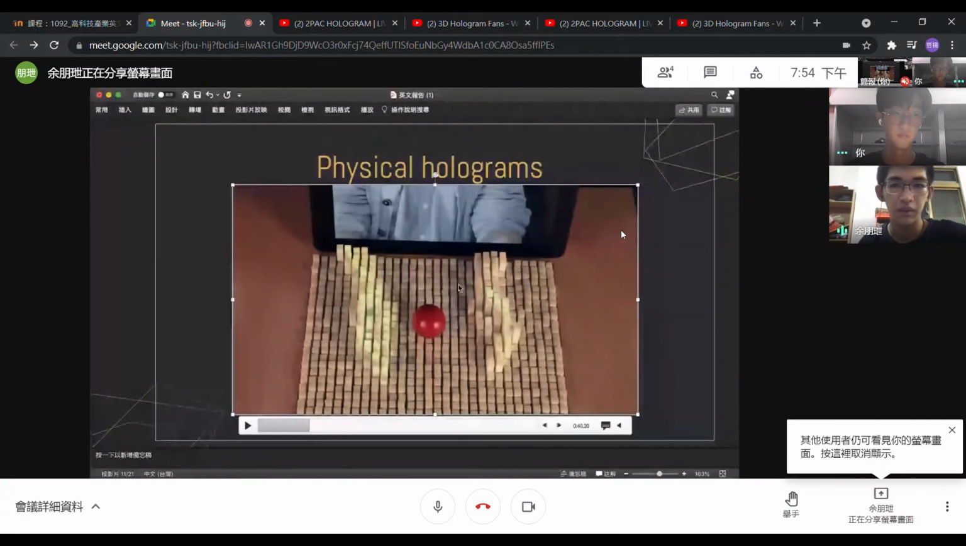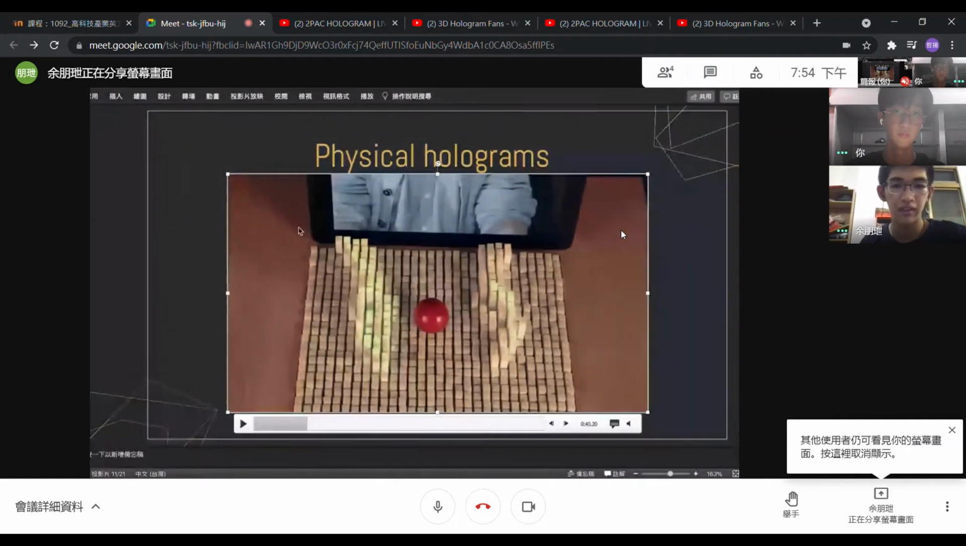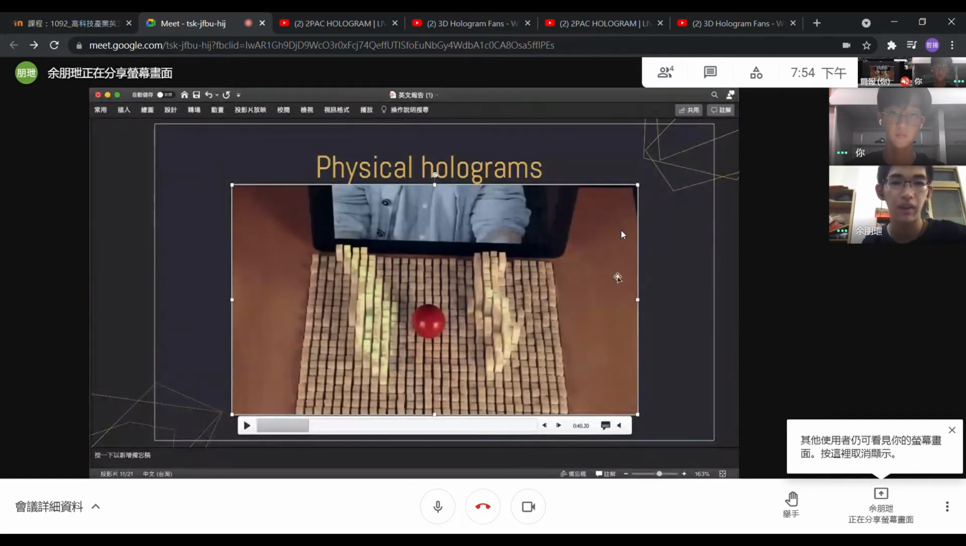Okay, now I'm going to introduce the fifth and sixth holograms. And the fifth is physical holograms. Let's take a look at this type of hologram.